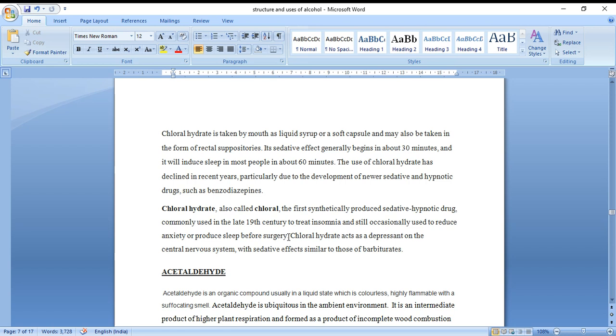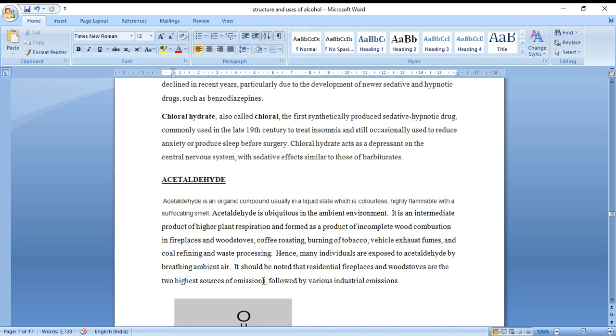You people just have to mention the uses. When compared with paraldehyde, chloral hydrate is less used. When compared with the benzodiazepines, paraldehyde is widely used because of its less respiratory depressant effect.